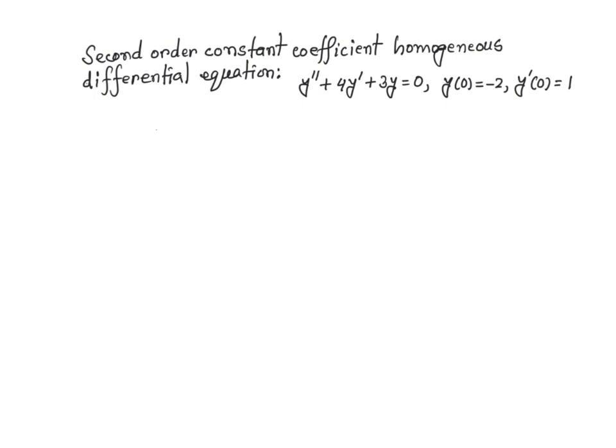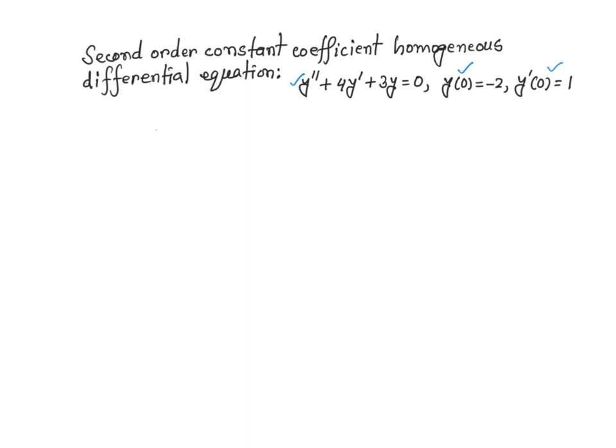In this video, I am going to solve this second order constant coefficient homogeneous differential equation, and the equation is y double prime plus 4y prime plus 3y is equal to 0 with initial conditions y of 0 is equal to negative 2 and y prime of 0 is equal to 1.